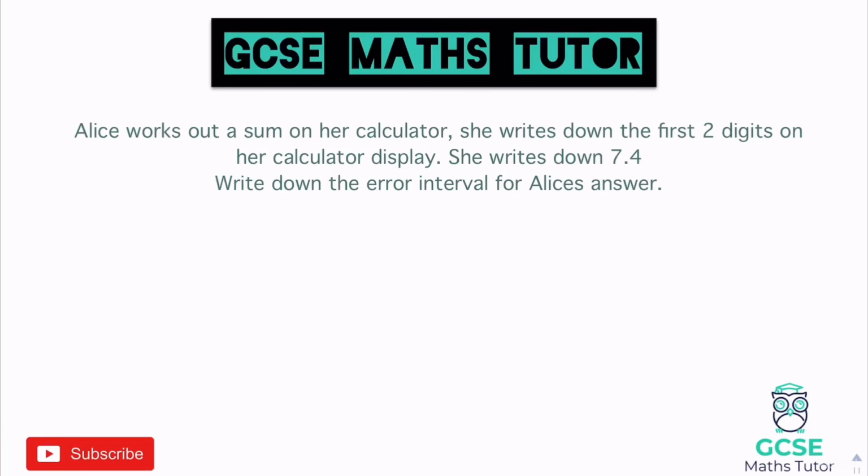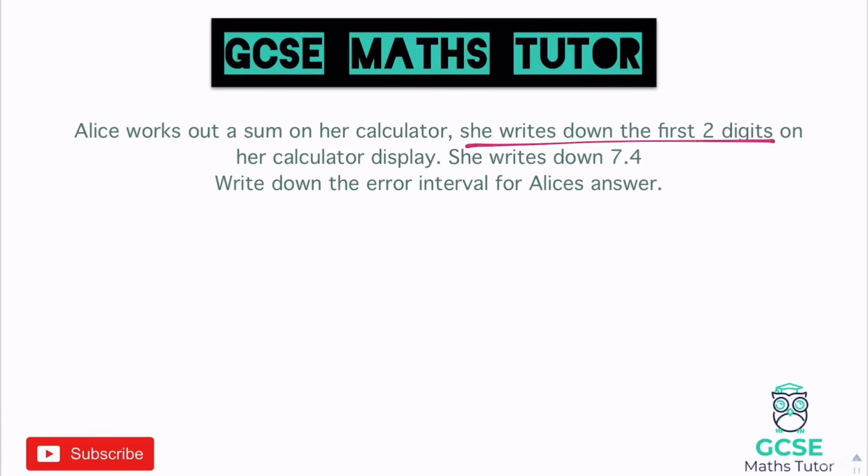Okay, so this says Alice works out a sum on her calculator. She writes down the first 2 digits on a calculator display. She writes down 7.4, write down the error interval for Alice's answer. Now this is not about rounding. It doesn't say she's rounded it to 1 decimal place or 2 significant figures. It just says she writes down the first 2 digits. Okay, and this is something completely different.